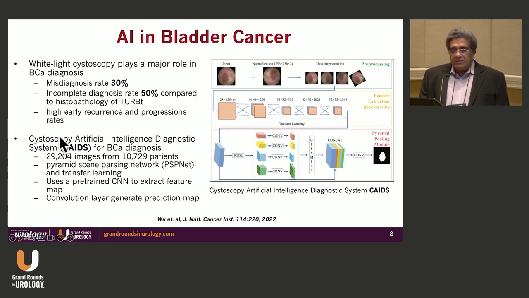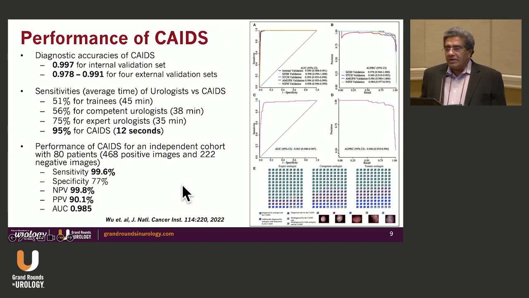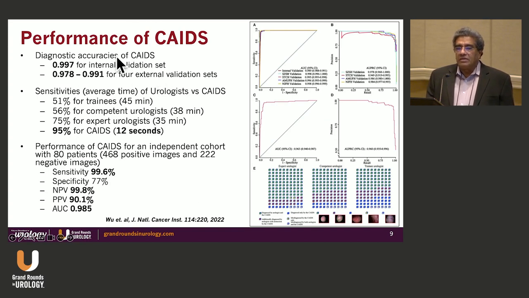So they have developed a very good system here, the cystoscopy artificial intelligence diagnostic system, CAIDS, for bladder cancer diagnosis. They used about 29,000 images from 10,000-plus patients. Again, this is a supervised training environment. They had a pre-processing segment where you identify on the videos where the lesions are, and you train an existing PSPNet, then use that feature extraction process, feeding into a neural network environment. The results are here, and within the internal data set, it has an almost perfect score. For the external data sets, they used 4, and the accuracy varied from 97% to 99%.